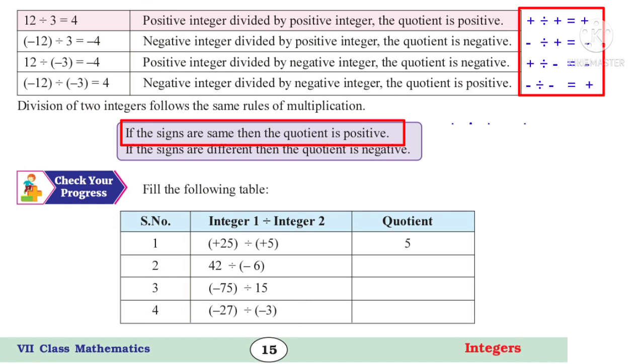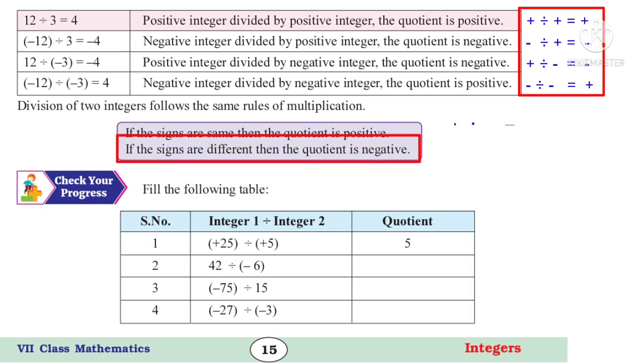If the signs are same, then the quotient is positive. That is, plus divided by plus is plus, minus divided by minus is also plus. When the signs are different, then the quotient is negative. That is, plus divided by minus is minus, minus divided by plus is also minus.